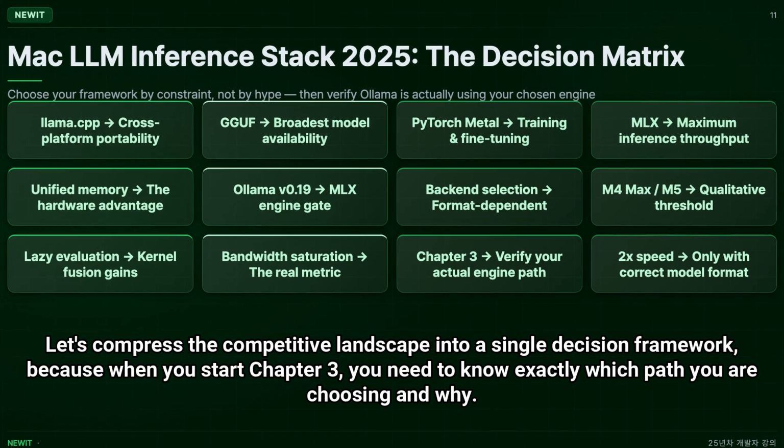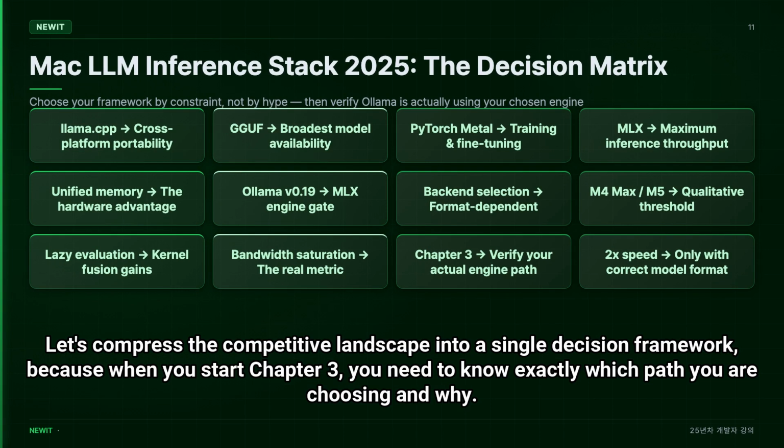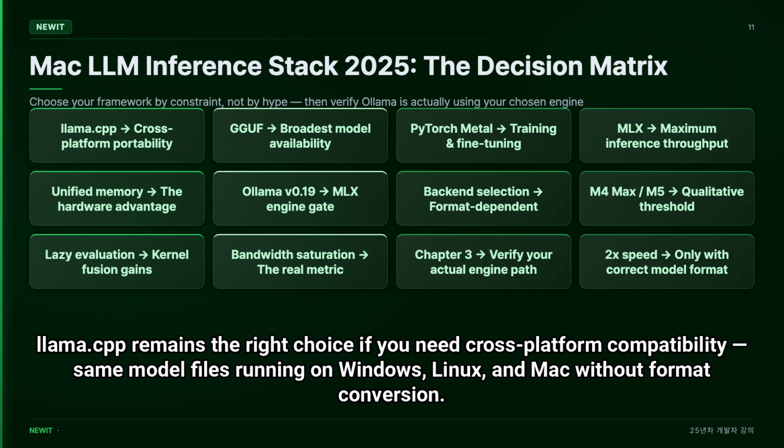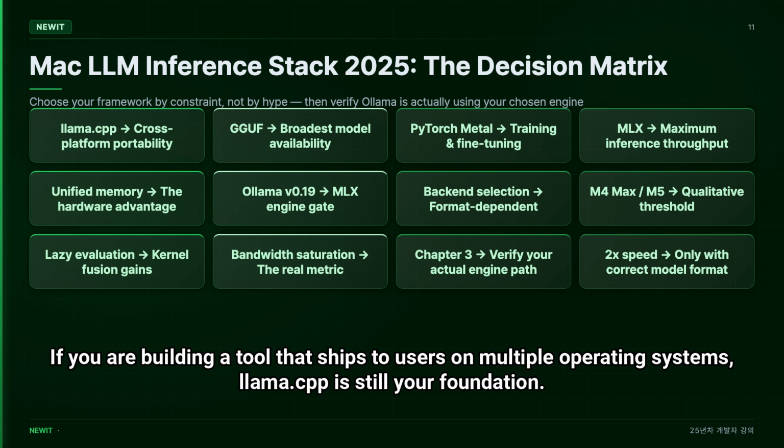Let's compress the competitive landscape into a single decision framework, because when you start Chapter 3, you need to know exactly which path you are choosing and why. llama.cpp remains the right choice if you need cross-platform compatibility, say model files running on Windows, Linux, and Mac without format conversion. The GGUF ecosystem is the most mature, model availability is broadest, and it is battle-tested in production. If you are building a tool that ships to users on multiple operating systems, llama.cpp is still your foundation.